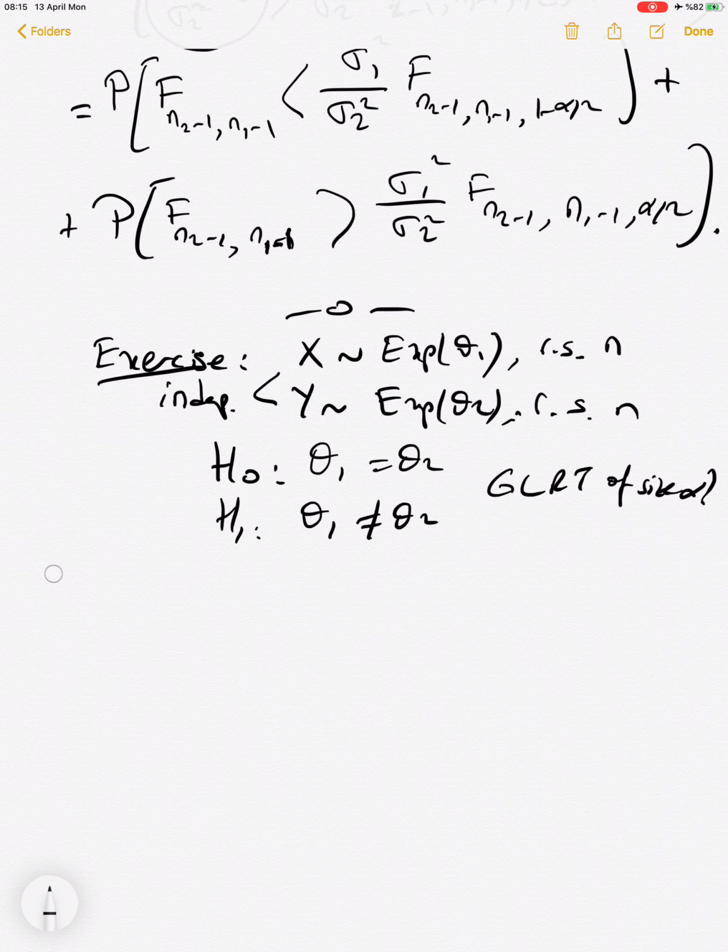In the next video we will see how to derive the sequential probability ratio test, SPRT, and we will see some examples related to that.